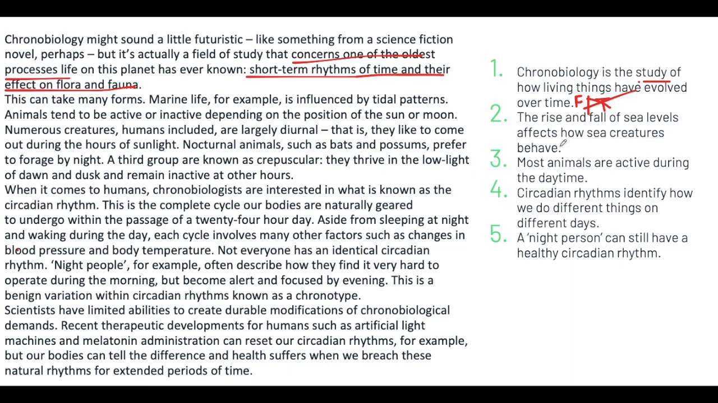Second, I have mentioned as not given. Third, I have mentioned as true. Fourth, also, I was getting confused, but I mentioned as true. And fifth, as not given.